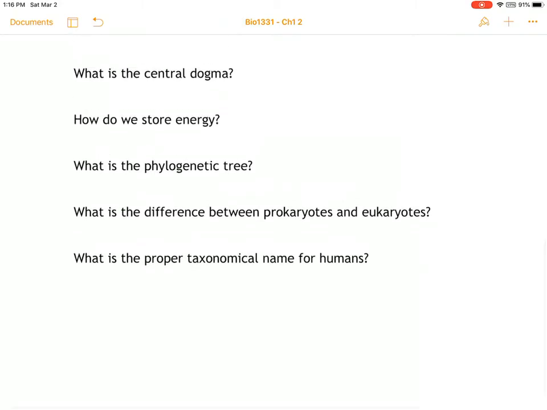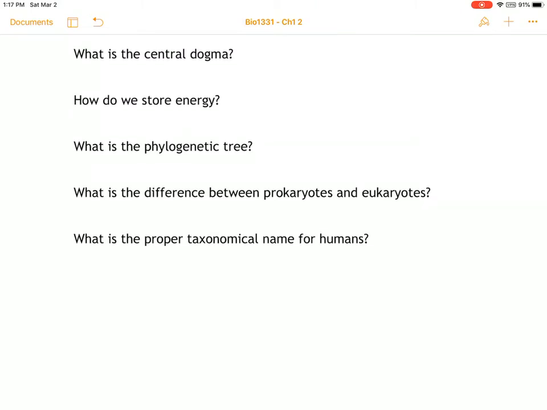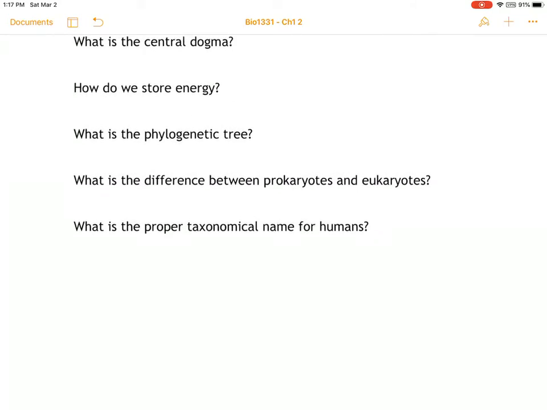What is a phylogenetic tree? The phylogenetic tree is a tree of relationships that describes the relationships between different species. What is the difference between prokaryotes and eukaryotes? Prokaryotes do not have a nucleus. Eukaryotes have a nucleus. Also, prokaryotes are usually only made of one cell. Eukaryotes usually have more than one cell. What is a proper taxonomical name for humans? Homo sapiens, with the H in Homo being capitalized, and both of the words should be italicized.